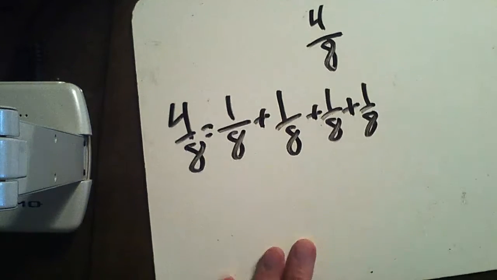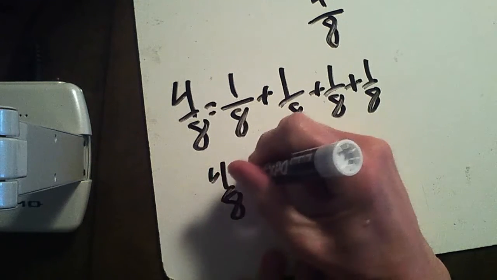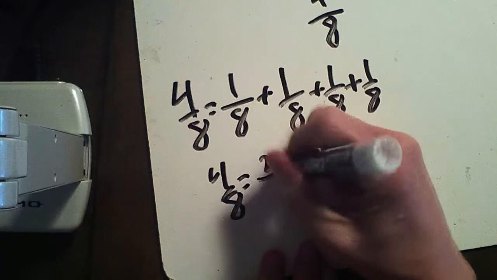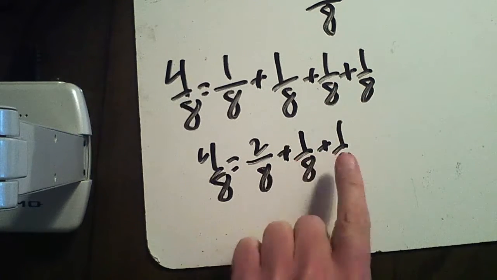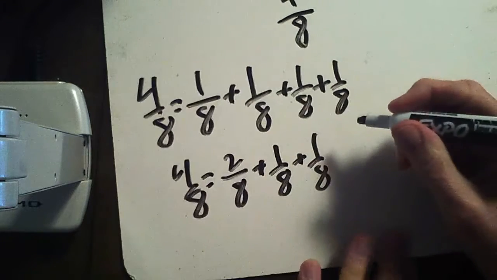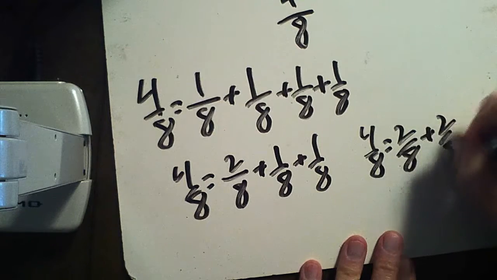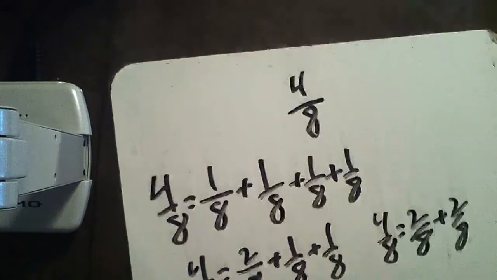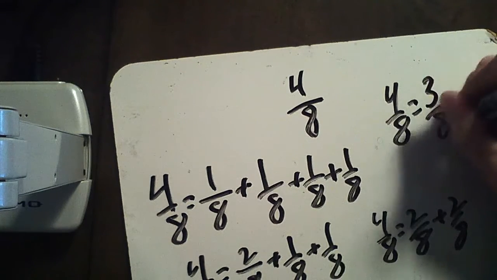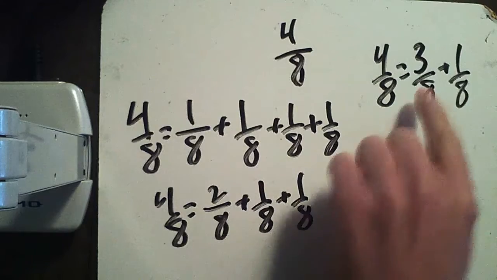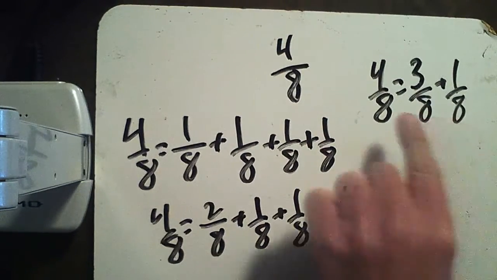So start with that, right? Then all you've got to think about is what numbers add up to 4/8. You could do 2/8 plus 1/8 plus 1/8, because 2 plus 1 plus 1 is 4. Of course, you could do 2/8 plus 2/8, because 2 and 2 makes 4. And of course, you could do 3/8 plus 1/8, because 3 plus 1 equals 4. So 3/8 plus 1/8 equals 4/8.